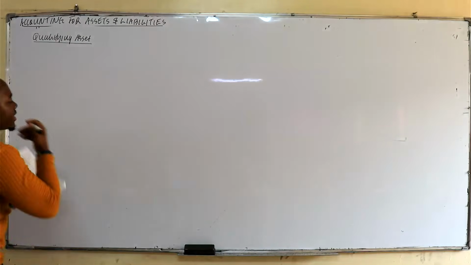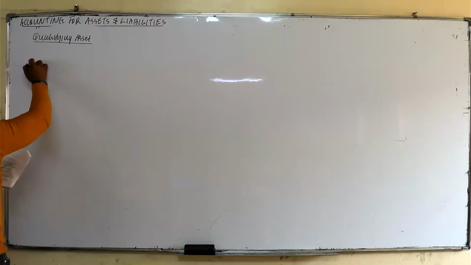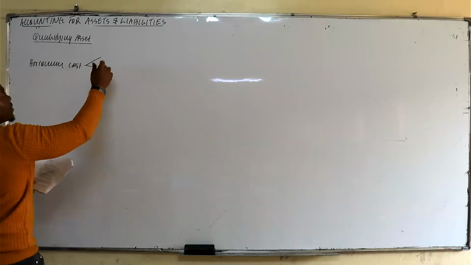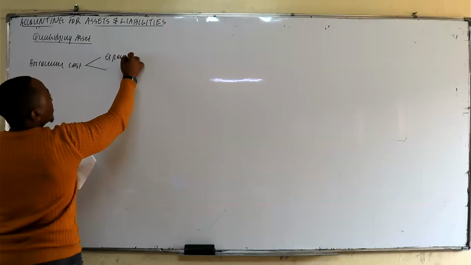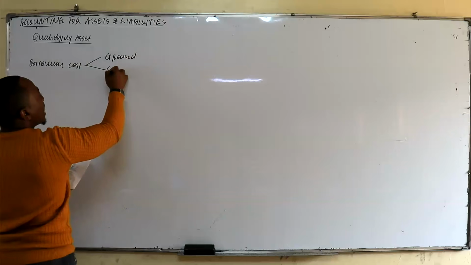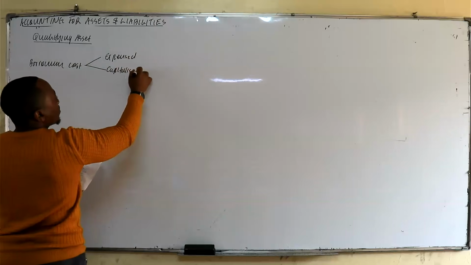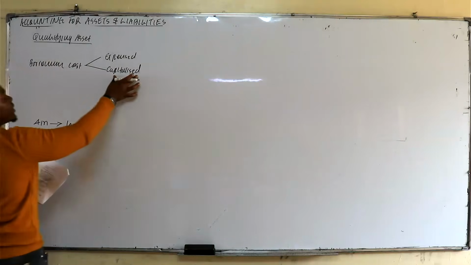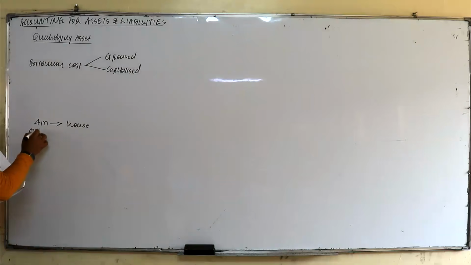Now, for those who attended that class, how do we account for borrowing costs? Number 1 is that some borrowing costs are expensed and other borrowing costs should be capitalized. And that means if you borrowed 4 million, maybe to construct a house, remember you won't pay back 4 million. You'll pay inclusive of what? Of the interest. Assuming that this will attract an interest of 0.8 million.